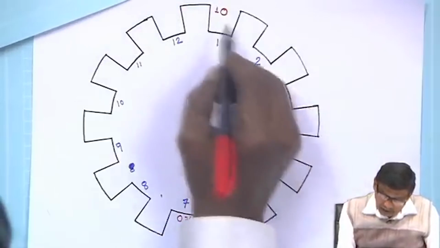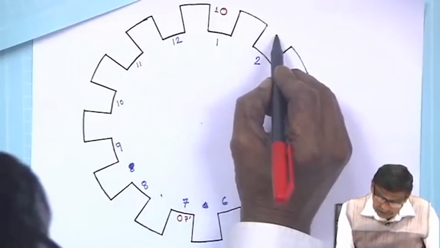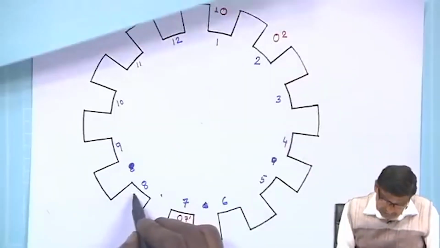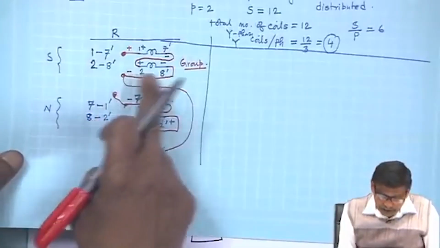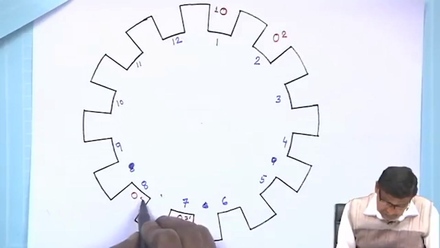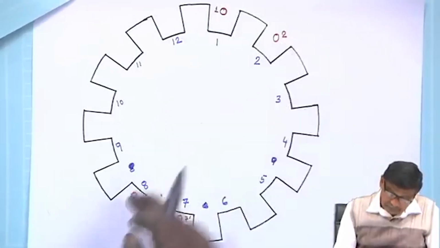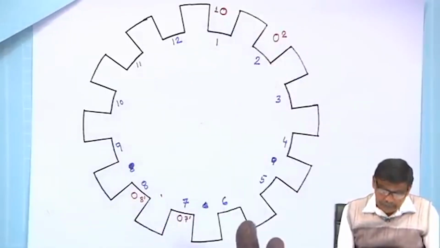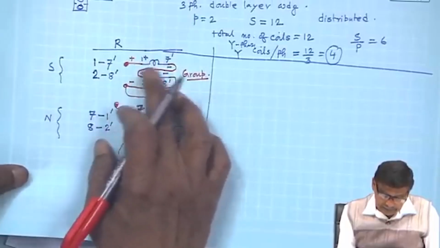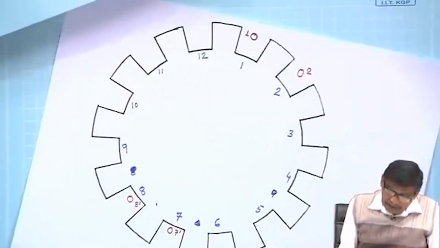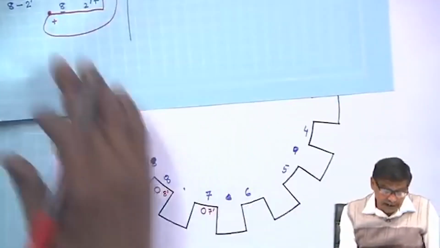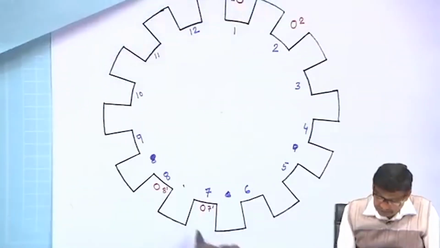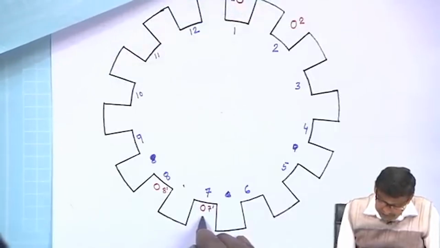Then how the coils have been distributed: the second coil, 2, belonging to R phase only, and 8 dashed. So, this is 8 dashed, and these two will be connected in series like this. Then the start of the next group of coils of R phase is from 7. I will draw it a slightly bigger section.